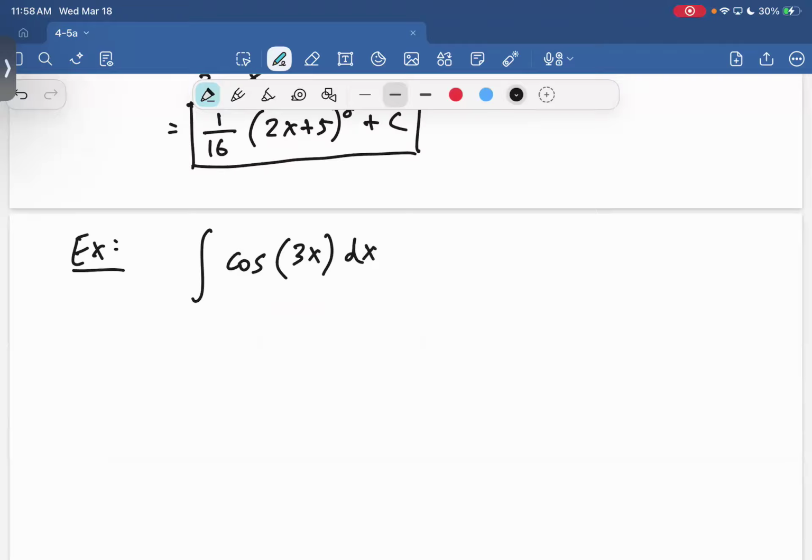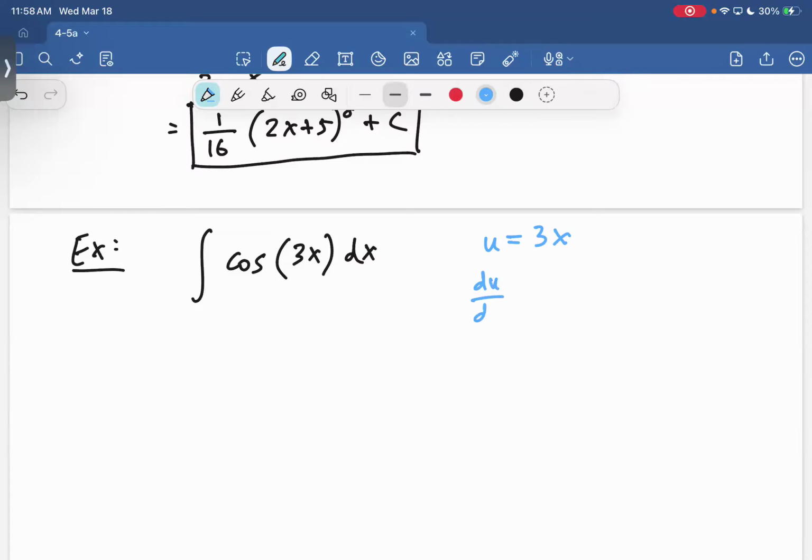Okay, this is my next example. Please. So what is the substitution I should make? u equals 3x. No, it's my example. Okay, so once I find u, I'm going to calculate du dx.